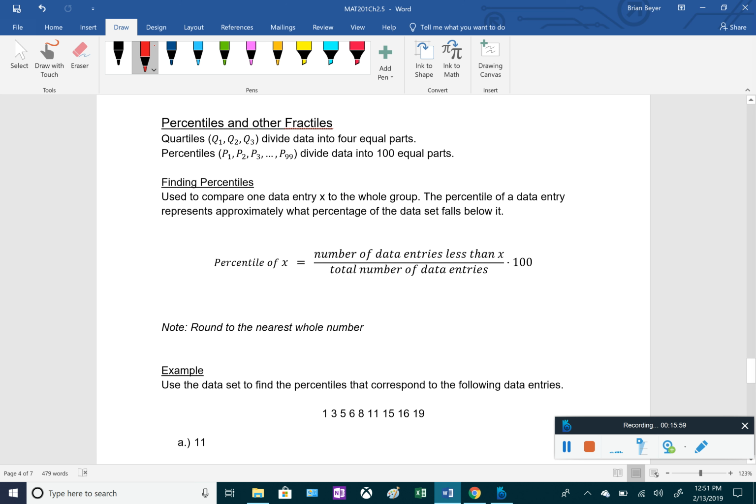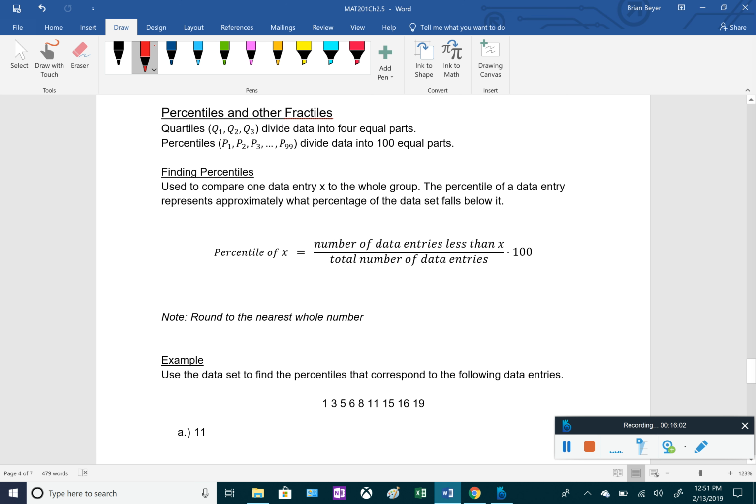For the next thing, so far what we've done was quartiles. Quartiles are a way that we chop up the data. That belongs to a bigger idea called fractiles. So another fractile is the percentile. So a quartile divides the data into 4 equal parts, and there's 3 of them. Percentiles divide the data into 100 equal parts. So percent, so 100, like 100%. And there's 99 percentiles.